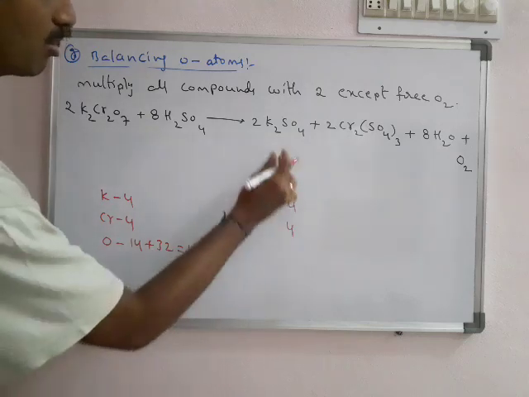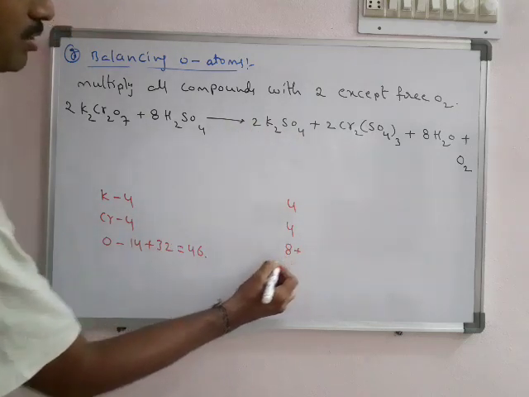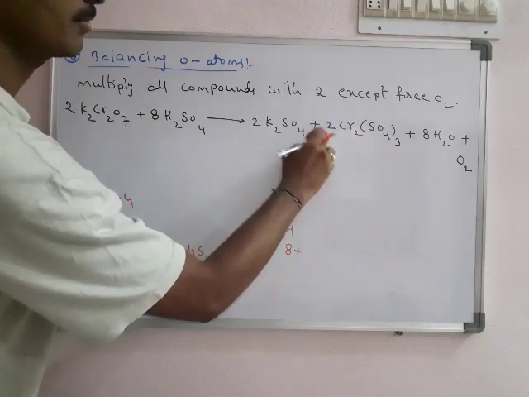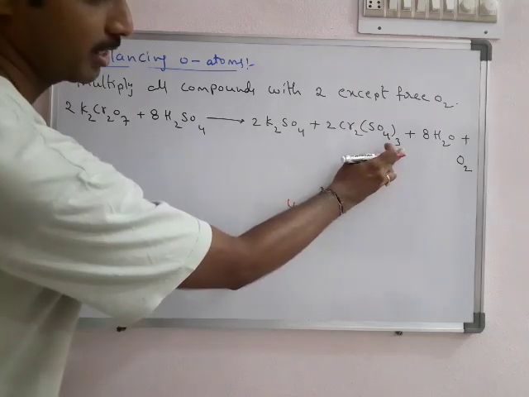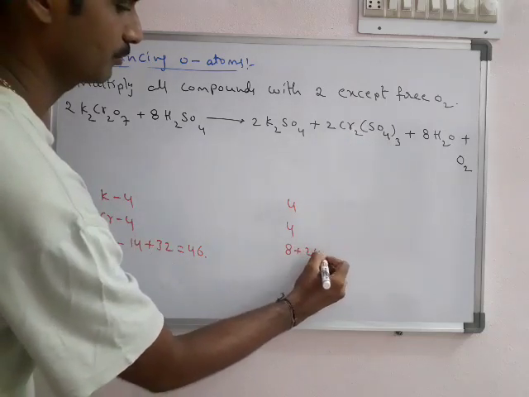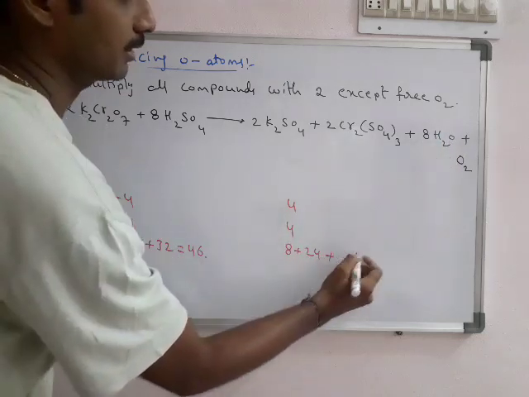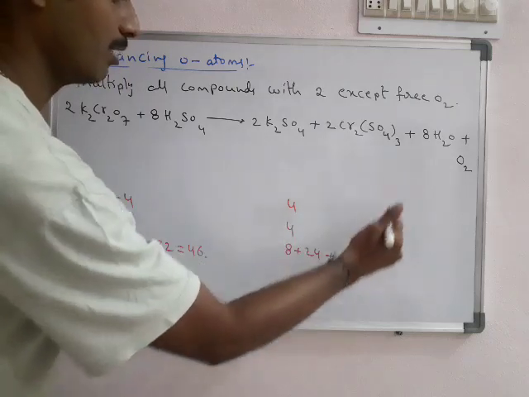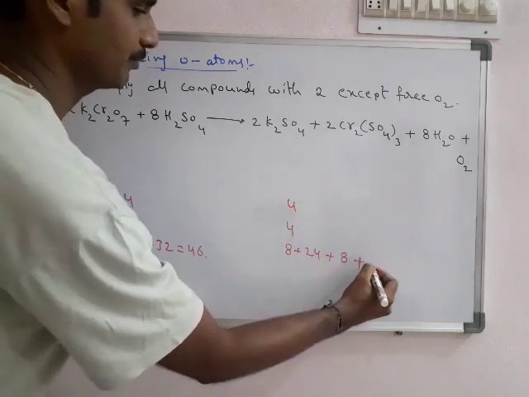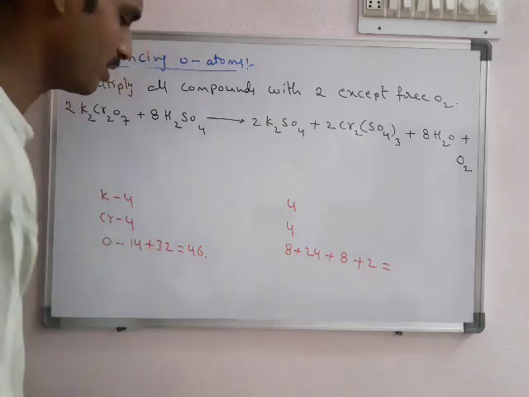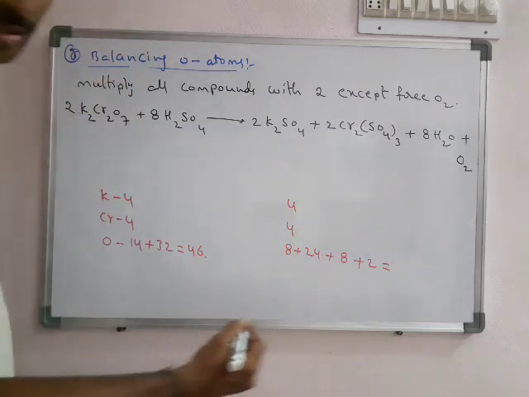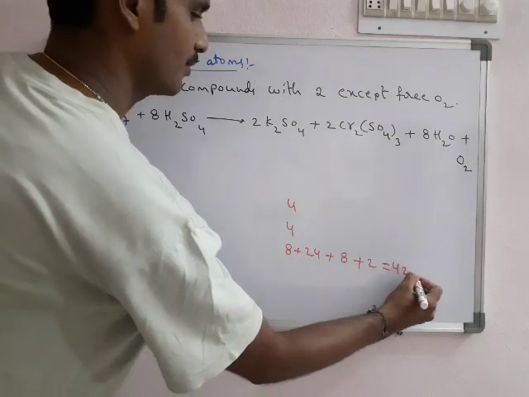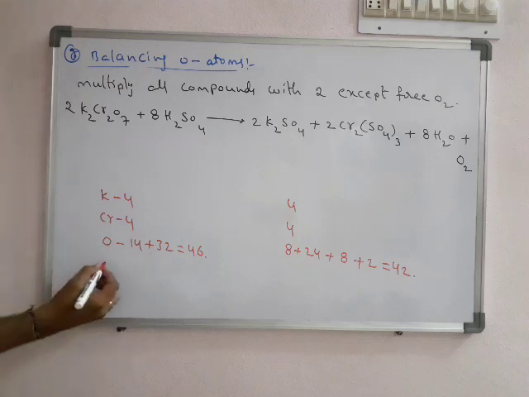Now how many oxygens here? 4 times 2, we get 8 oxygens. Here 6, 12, 24. Here 8 oxygens, so the total becomes how many? Here again there are 2 more oxygens, so the total becomes 42. That means oxygens are not balanced. So check the other elements also.